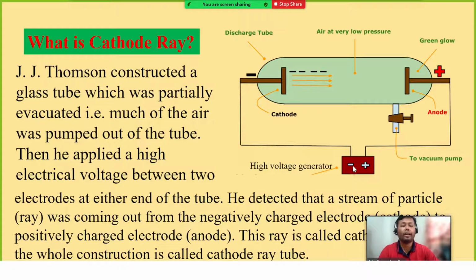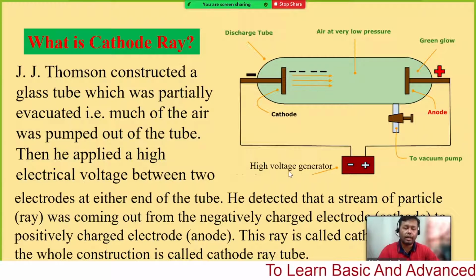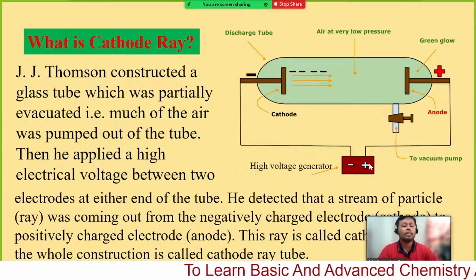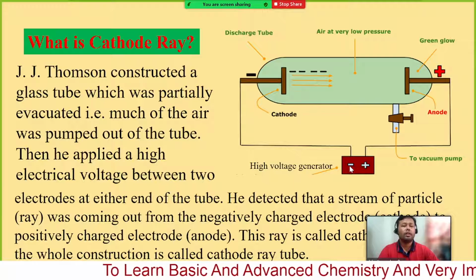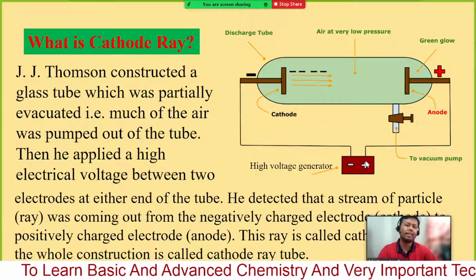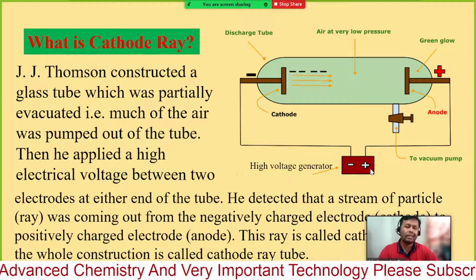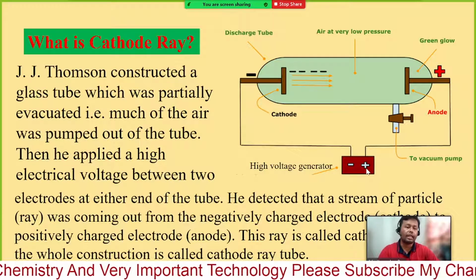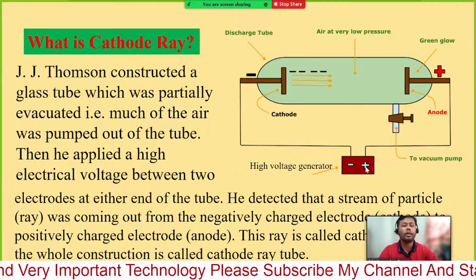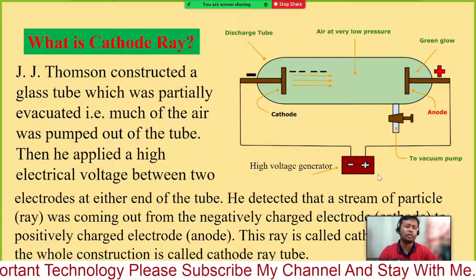I have used around 5000 volt potential difference. With different types of other high voltage generators, we can create a difference of more than 5000, even 10,000 positive and 10,000 negative. That means overall 20,000 volt potential difference can be generated.